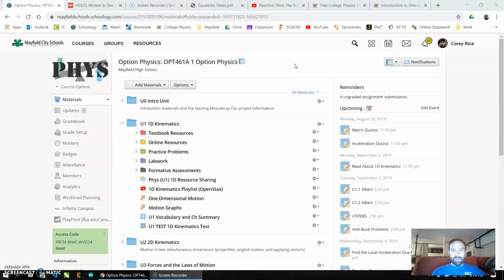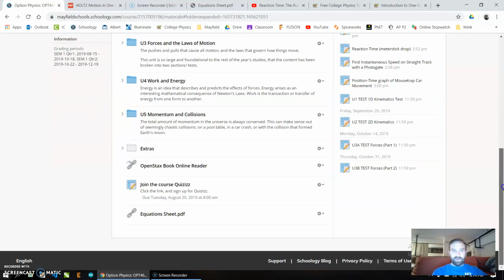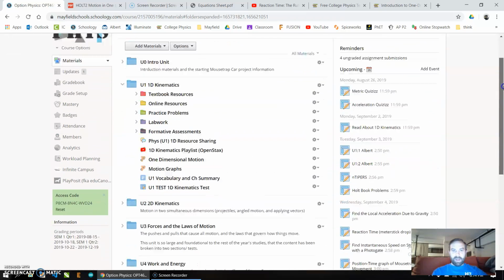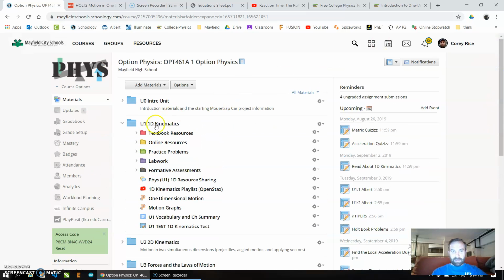So as you get started looking at this content, you'll see in Schoology that there's a whole bunch of units that are laid out for you, and that there's several things going on. One of the first things to look at is the unit structure. And you can see that the units are labeled U0, U1, U2, U3, and so forth. But for us, we're going to start off with U1.